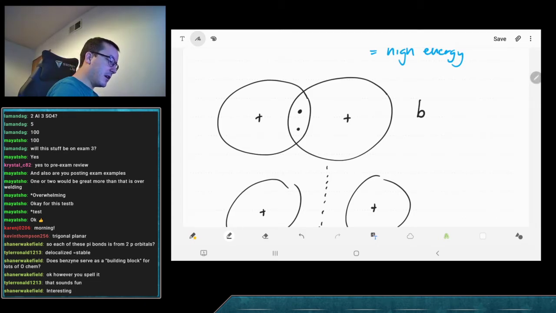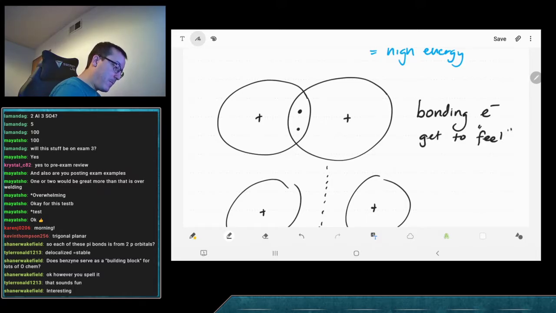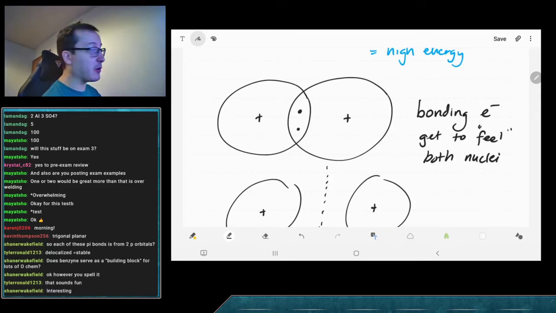So this is what a bonding orbital will look like, because these electrons get to feel both nuclei. Because their waves can add together, that's a happy thing. They can both experience both nuclei. And so this is a good win-win situation for everybody. Because those electrons are attracted to both nuclei, they're going to just sit in the middle. And that's how we see a covalent bond. They're together.